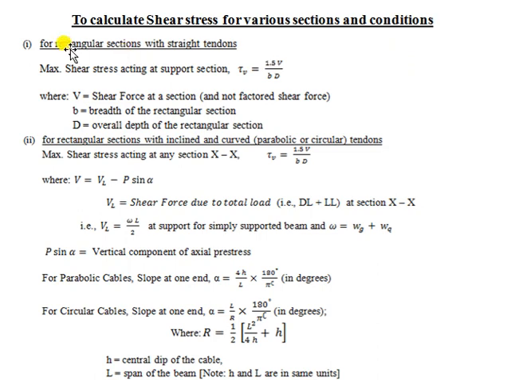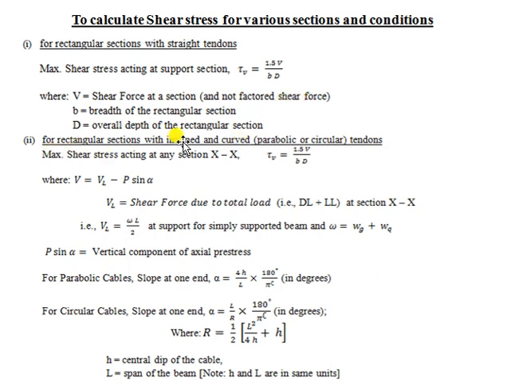For a rectangular section with straight tendon, the maximum shear stress acting at the support section, tau v, is equal to 1.5 V by bd, where V is the shear force at the section, b is the breadth of the rectangular section, and d is the overall depth of the rectangular section. So here, shear force means it is not the factored shear force.